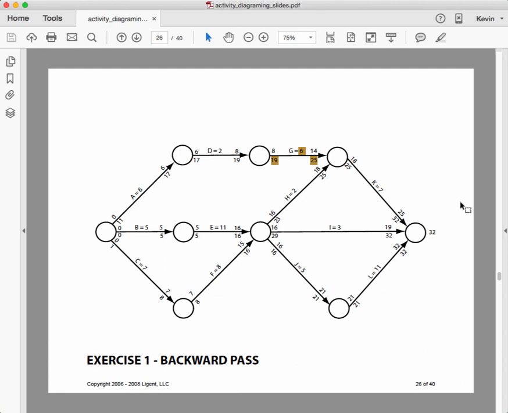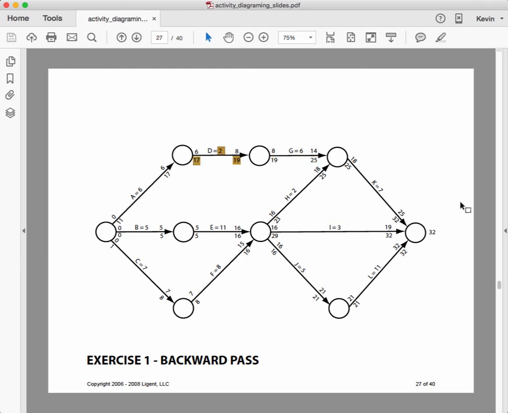So 25 minus 6 is 19. Now we're seeing slack or float. So we're seeing that task G has a slack or float of 11. That's a lot of slack or float. Whereas task K had a slack or float of 7. Okay? So that's how we're going to figure those out.